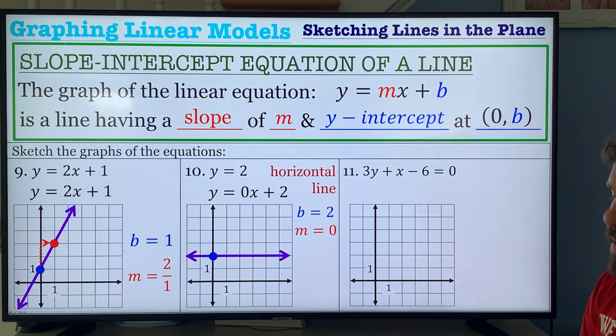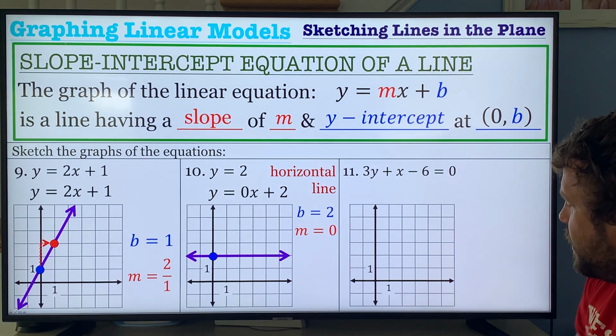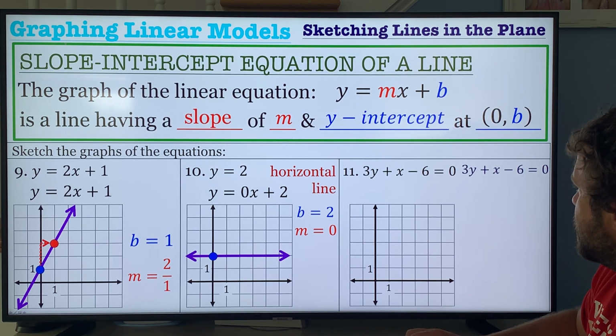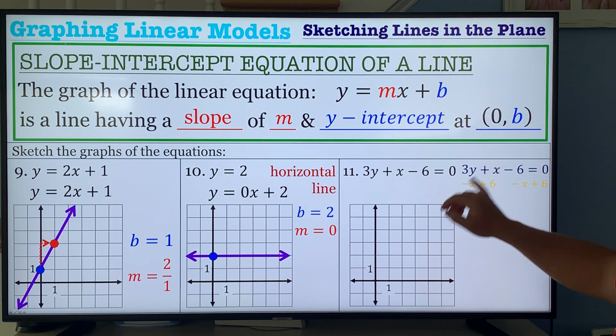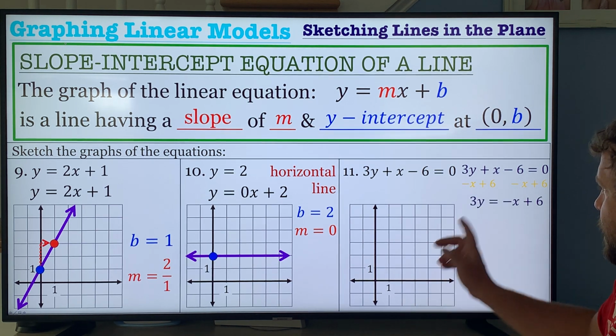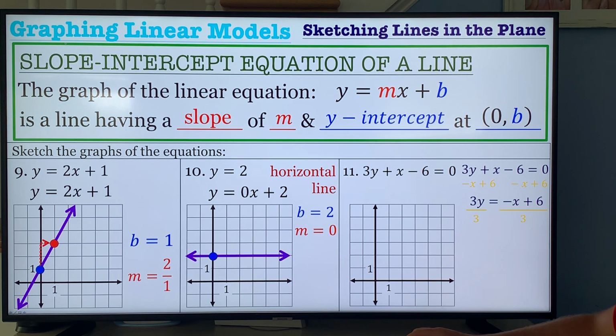All right, last one, you have to get y isolated by itself before you do anything. So what I'm going to do is subtract x and add 6 to both sides. So subtract x, this cancels out. Add 6, this cancels out. You have negative x plus 6 on the right-hand side. Divide both sides by 3. Y equals negative 1 over 3 x plus 6 over 3 is 2. 2 is my y-intercept, so I put a little 2 there.